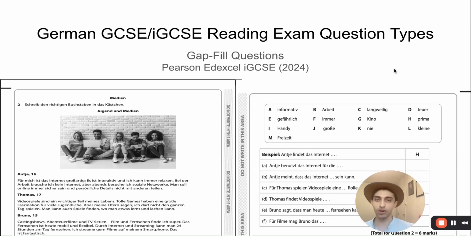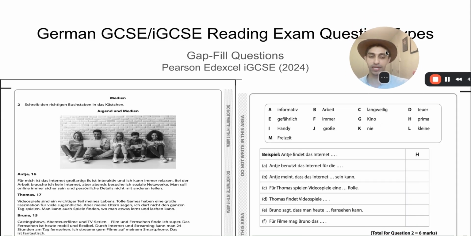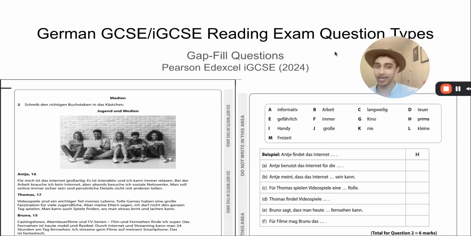Okay, we're going to kick off with gap fill questions. So this is our first question type. And for every single one of these questions, I'm going to give you an example, explain exactly how I would go about answering that question type. So what would I do step by step? And then show you the answers for this particular example too. This example comes from a Pearson Edexcel iGCSE paper for 2024. And you can see the text on the left-hand side here, of course.